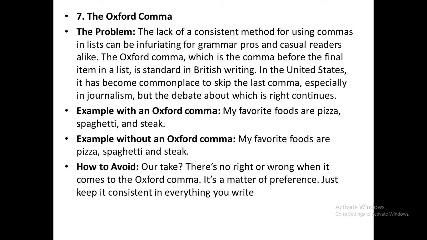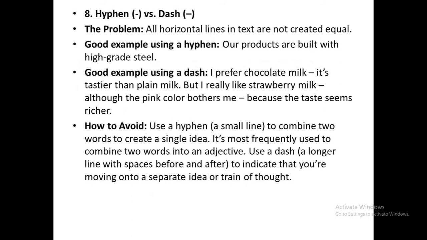So how do you avoid this? Now look at our take. There is no right or wrong when it comes to the Oxford comma. It's a matter of preference. Just keep it consistent in everything you write. So this is how you have to deal with it. He is saying that there is no right or wrong when it comes to the Oxford comma. It's a matter of preference, how you prefer things and how you deal with them. Just keep it consistent in everything you write.